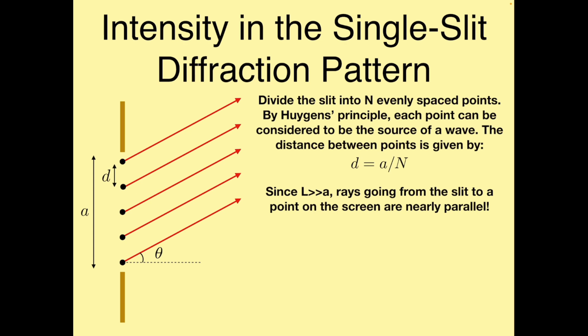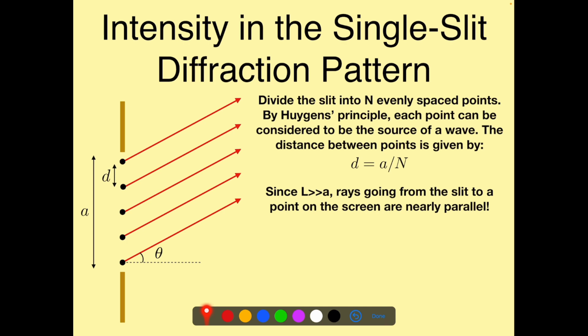Now, just to be clear, here's what you're seeing. You're seeing light rays emitted from each point on the slit, which are going to a certain point on the viewing screen. So all of these rays are going to come together once they hit the viewing screen.